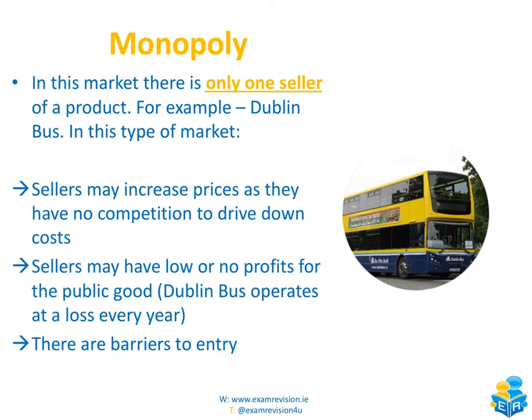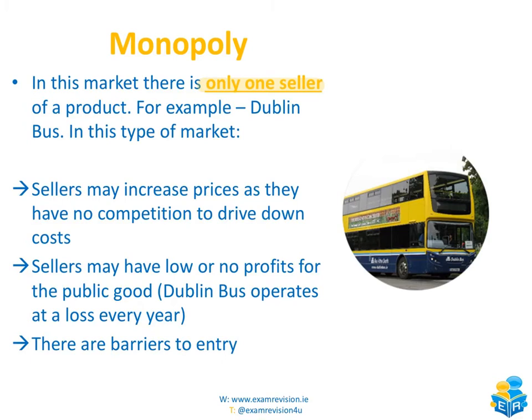And the final type of market which we will look at is a monopoly. And in a monopoly market, there's only one seller of a product. So there's only one organization which is selling the product or doing the service. And an example of an organization which has a monopoly was Dublin Bus, right? So Dublin Bus used to have a monopoly. They don't anymore. Some of the bus services in Dublin have been privatised. So there's a second company providing bus services in Dublin, but that's only happened in the last year or so. And prior to that, Dublin Bus was an example of a monopoly.